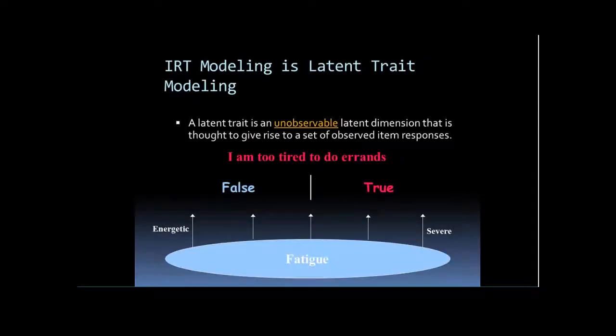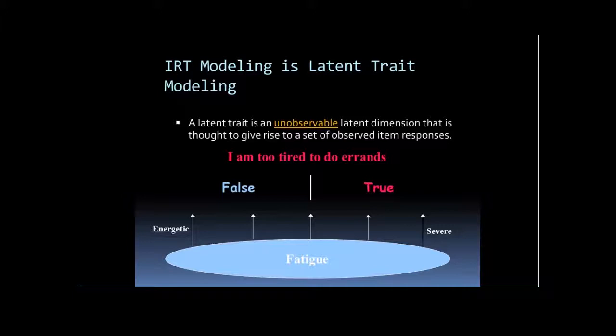So IRT, item response theory modeling, is latent trait modeling. Latent trait is an unobservable dimension that can give rise to a set of item responses. So we have a simple item, I'm too tired to do errands. Not sure if I like that grammatically, but at the far end of the left, false. Those are people who are going to be energetic. And on the right, severe. So it's a simple item that, in giving a true-false answer, roughly divides the population in two. I don't do it very accurately.